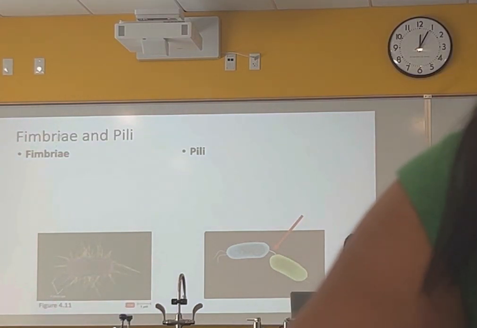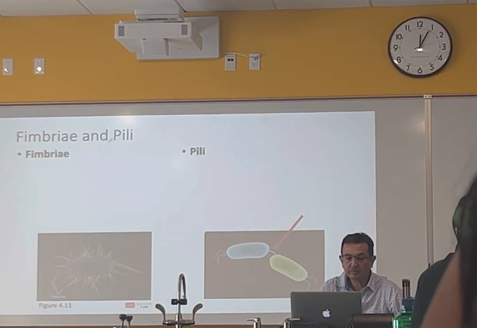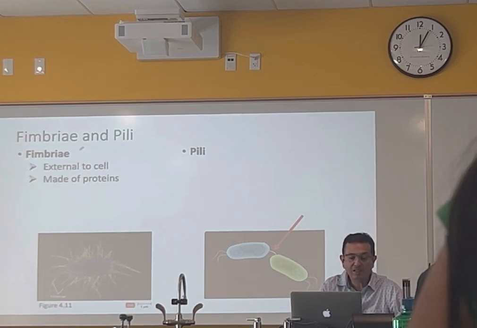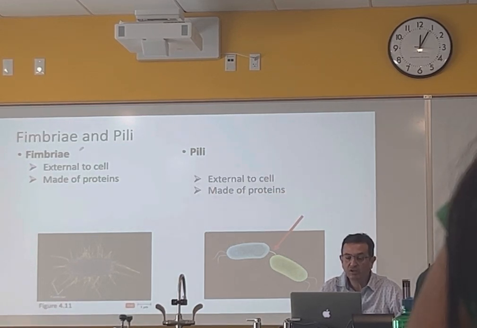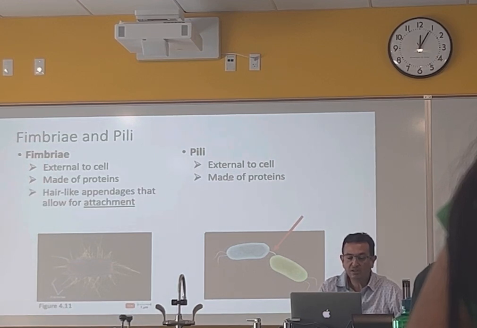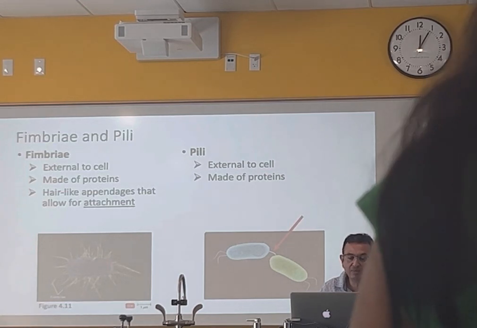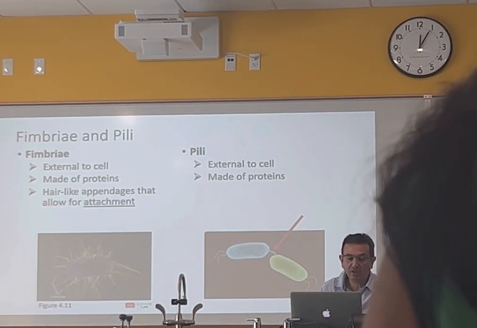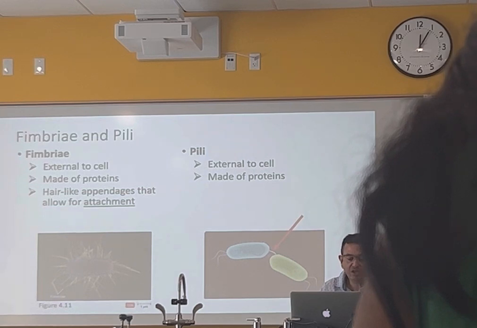We have fimbriae, which is very different from pili. You were asking about fimbriae. They're both external to the cell, not inside, and they're both made out of proteins. It's not important to know the name of the protein. The fimbriae are more hair-like, little appendages all over, a lot shorter than flagella. And this also helps for attachment, the fimbriae.